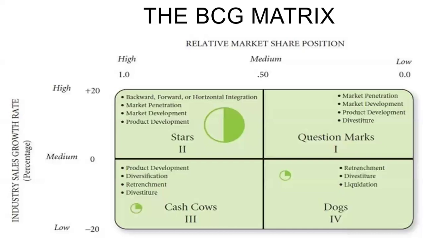So dogs are typically business units or products with low market share and low growth rates. And these units, irrespective of how much you pump money into them, will generate low or negative cash flow. So it may never come back. And they are said to be having limited prospects for growth. So the recommended strategies here fall within the continuum of retrenchment, divestiture, or liquidation.